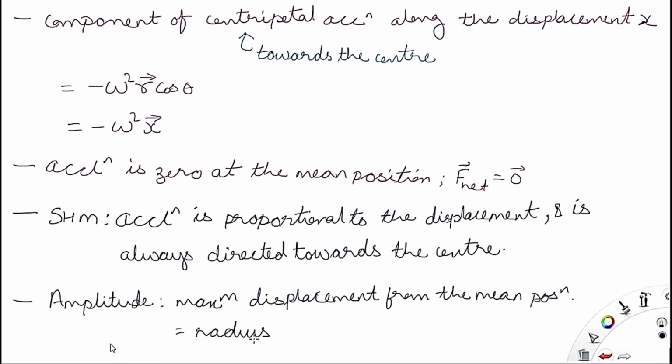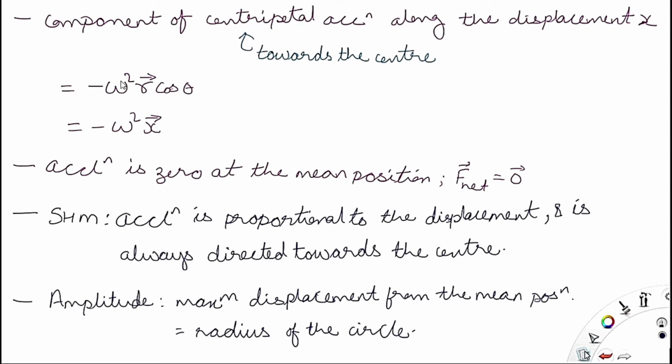Now the component of centripetal acceleration along the displacement x. Centripetal acceleration means towards the center, and this acceleration is happening along the displacement. So along the displacement, the component of centripetal acceleration is equal to minus omega square r cos theta, because r is the radius vector starting from the mean position or center to that point, and centripetal acceleration is towards the center. That's why the minus sign has been given.